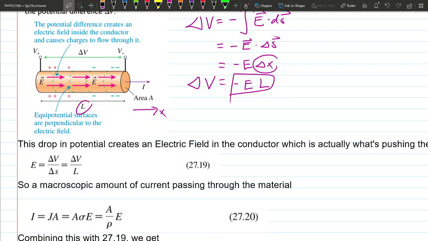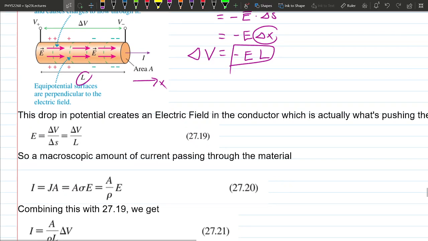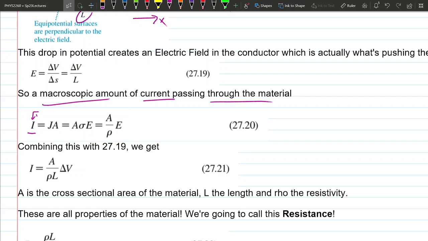So when you have a macroscopic amount of current passing through this material, meaning macroscopic as opposed to thinking about little electrons, we're thinking about 10 to the 20 electrons all passing through. So this quantity is quantified by our definition of current, big I. And that's just the current density times the area. That's just a definition, because we define current density to be that. So if we solve that for current, we just get I = JA.